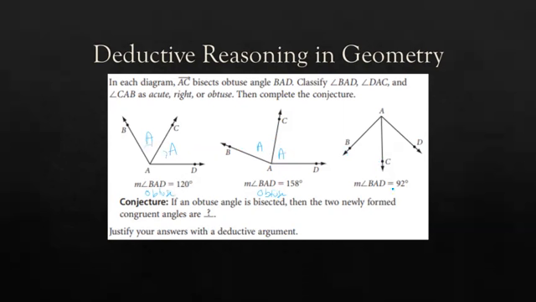How about this one? BAD is 92. It's an obtuse angle. And what do we form? Again, we form two acute angles.